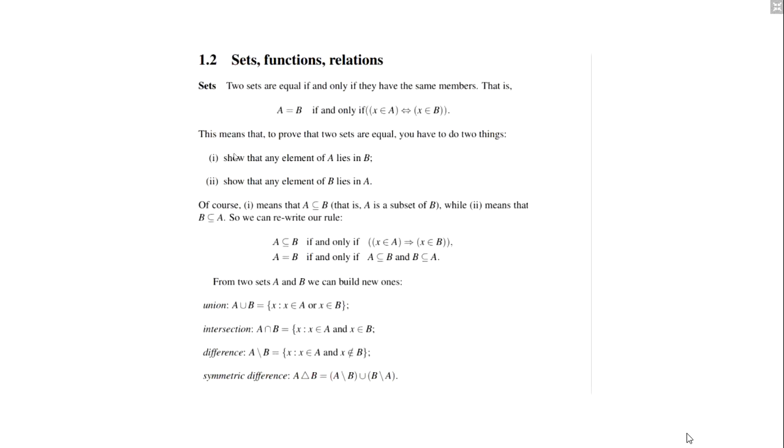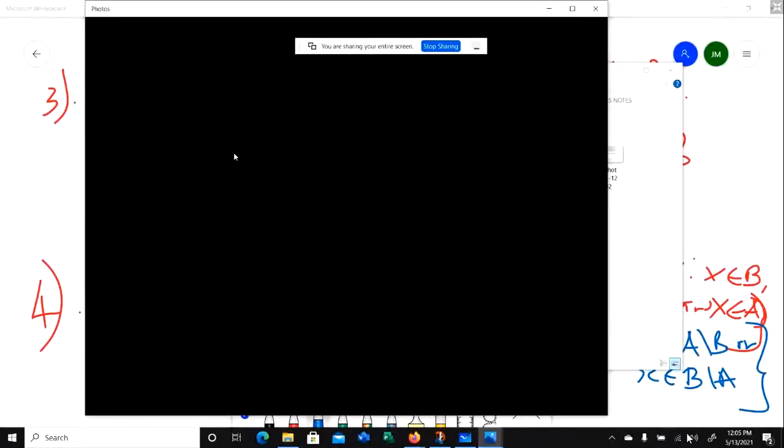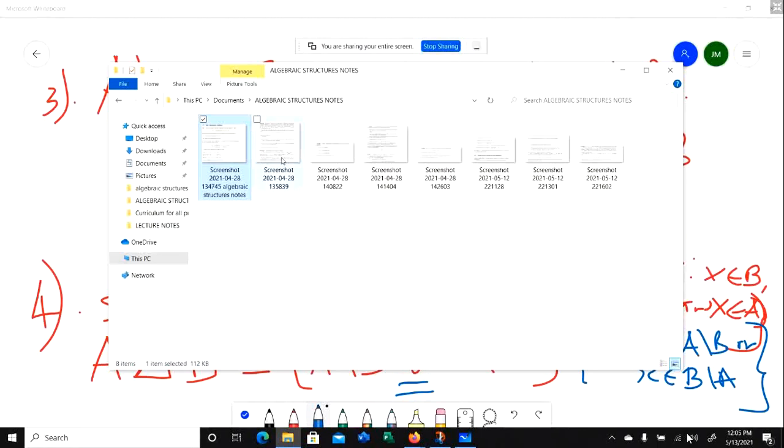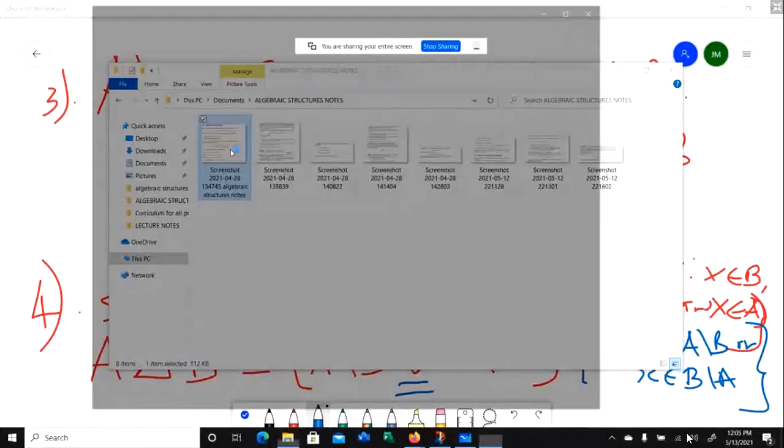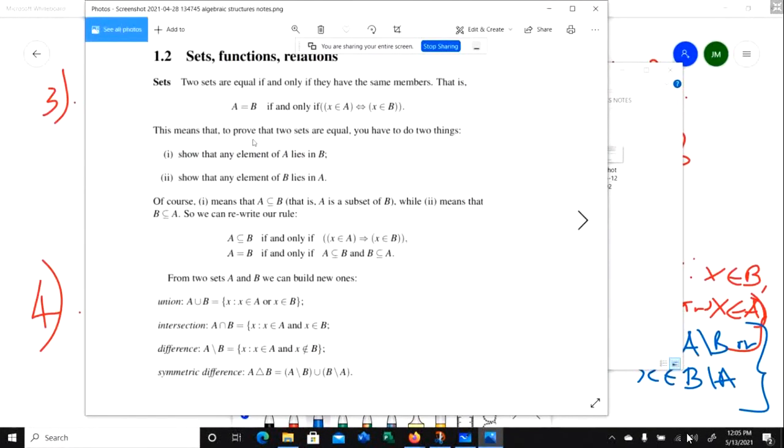Next, we go back to the page. Sorry, just a moment, it's loading. That's the page you are sharing.